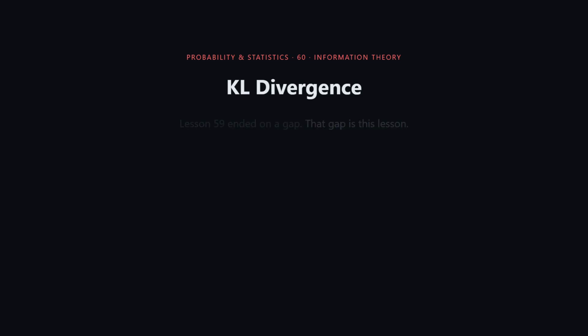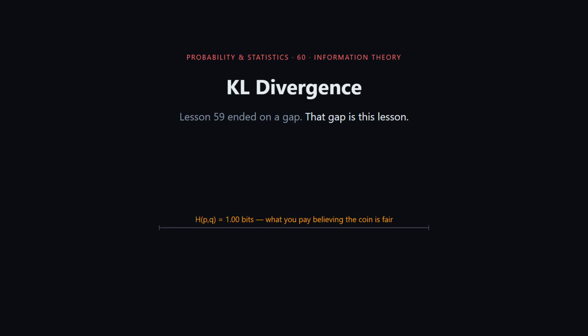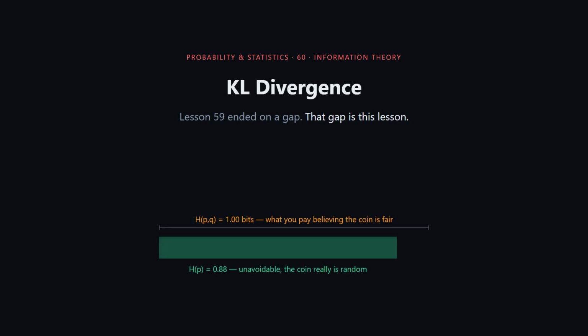Last lesson ended on a gap. A coin that lands heads 70% of the time has entropy 0.88 bits. Model it as fair, and you pay a full bit. That extra 0.12 bits is the entire subject of this lesson. It has a name, the Kullback-Leibler divergence. It measures, in bits, exactly how much you lose by believing Q when the truth is P.